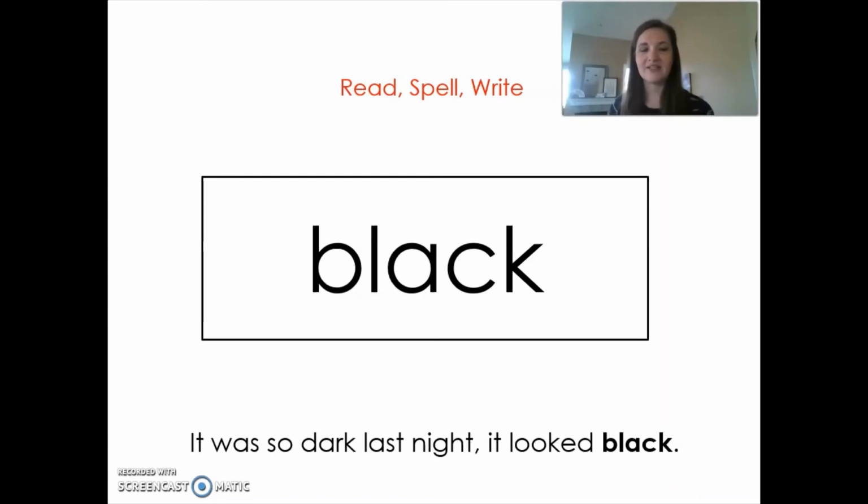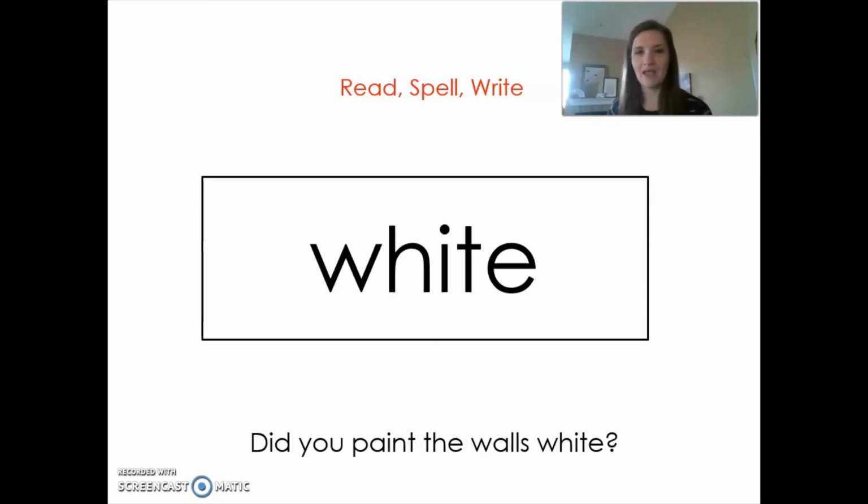Okay, here's the next word, black. Let's spell it together. B L A C K, black. It was so dark last night, it looked black. What's our next word? White. Let's spell it W H I T E, white. Did you paint the walls white?